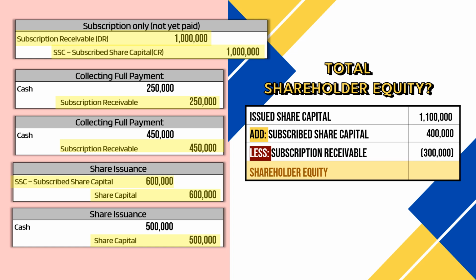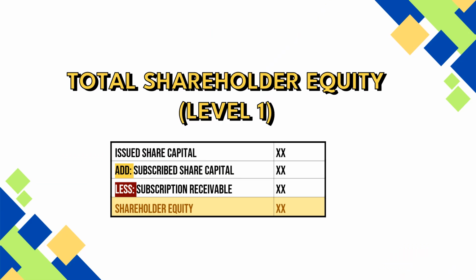By putting all of that together, ignoring the retained earnings, your shareholder equity from your capital stock will be 1.2 million. So, what you need to master would be two things for this particular section. How do you journalize, particularly the complications when it comes to subscription receivable? And second, how do you get your shareholder equity if you know your issued share capital, your SSC, and your subscription receivable? Right? So, the answer would be 1.2 million. This is level 1 of our shareholder equity.